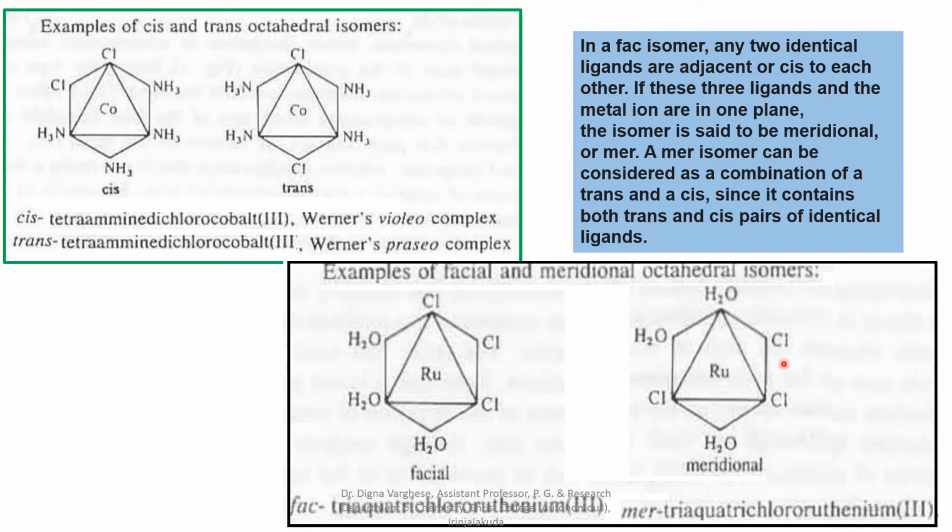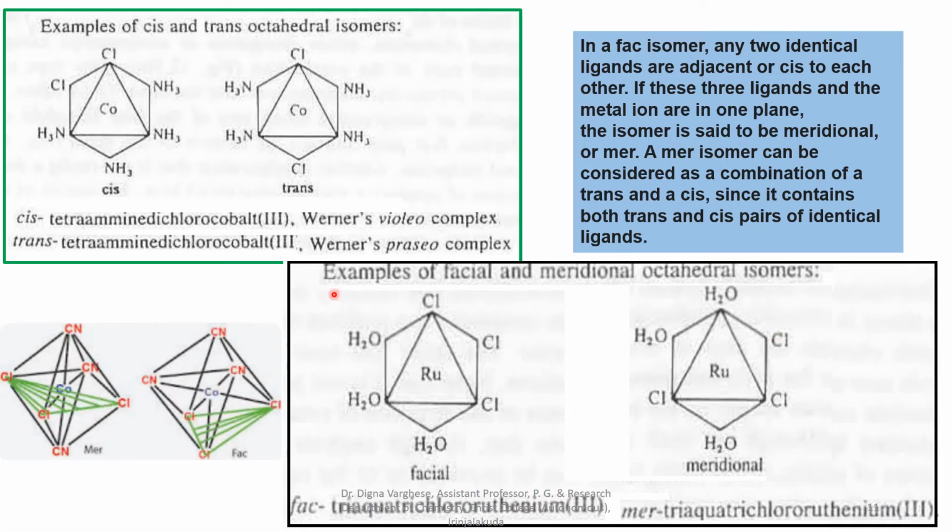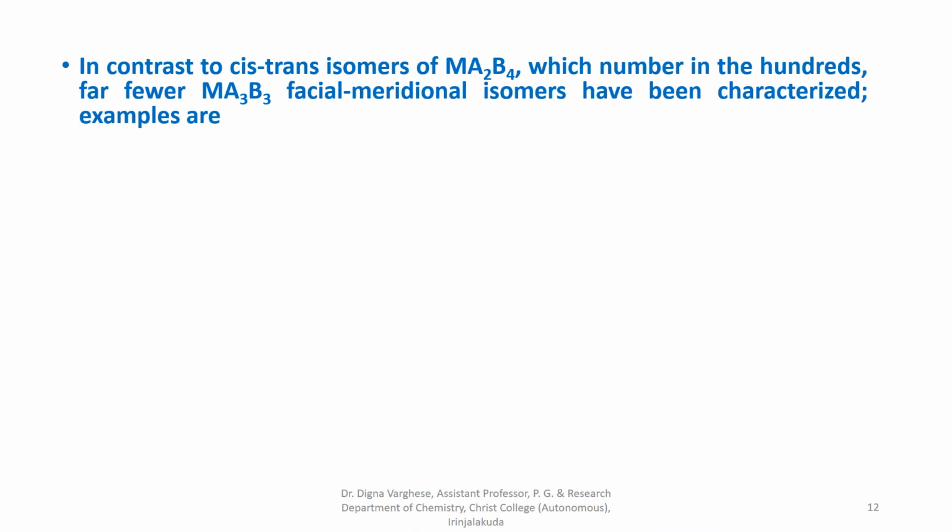A MER isomer can be considered as a combination of cis and trans, since it contains both trans and cis pairs of identical ligands. Here you can see, if the ligands are on the same face, like this one, that is the facial isomer. If the three ligands and the metal atom are in one plane, that is the mer isomer. Now I hope you are clear. In contrast to cis-trans isomers of Ma2B4, in which case hundreds of isomers are possible, for Ma3B3 few facial and meridional isomers have been characterized.